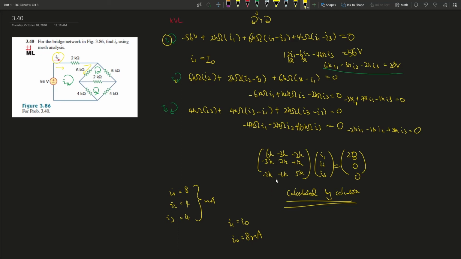This is how you solve this problem. I guess the only difficult part is that they give you a bridge network, but don't worry about it. Just use regular mesh analysis, create meshes, and solve it from there.